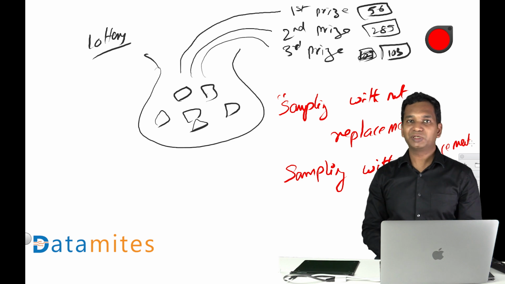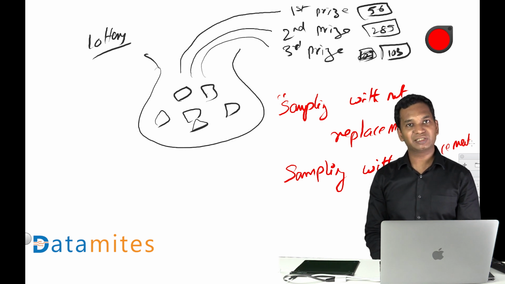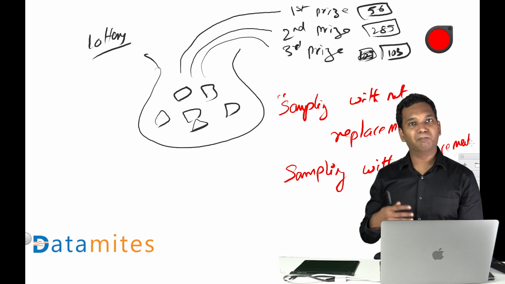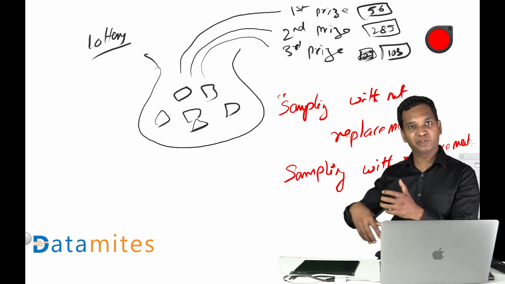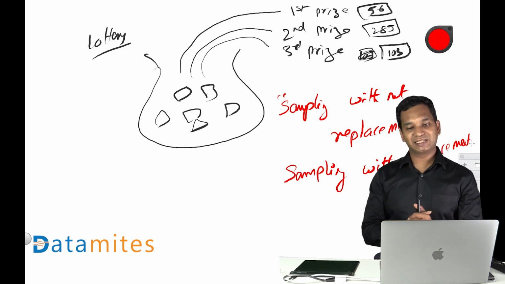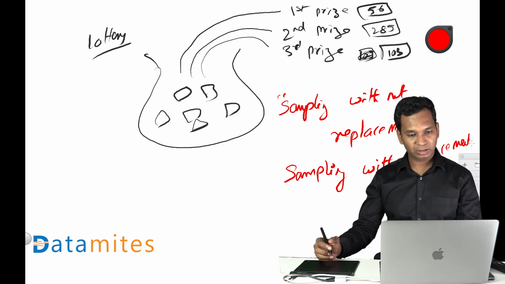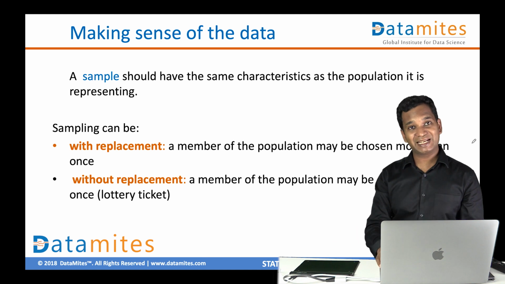There are two different types, and we will see these applications, especially when you're doing bagging and boosting techniques in machine learning, where you sample the data. With replacement and without replacement actually appear there.